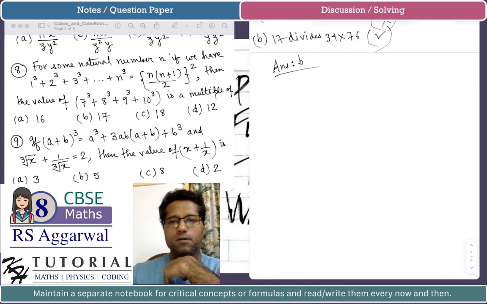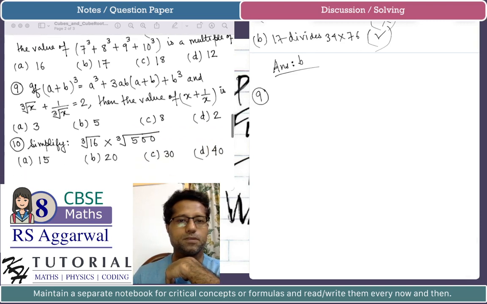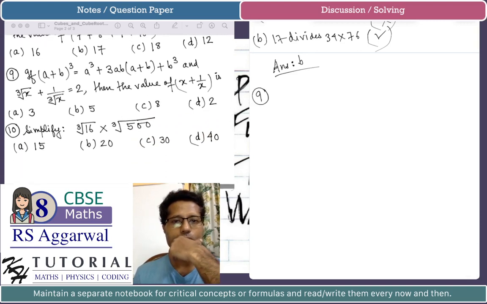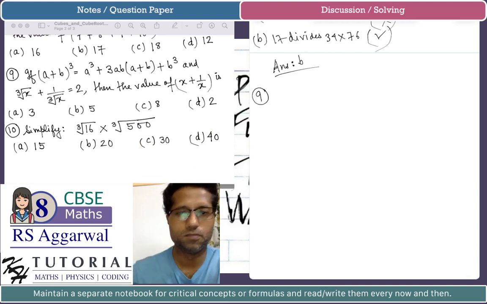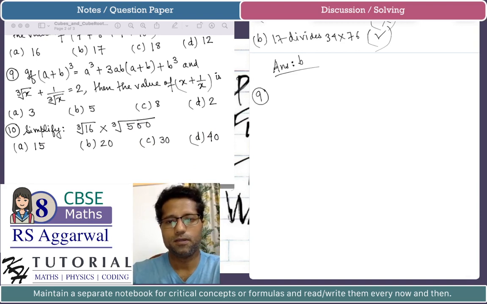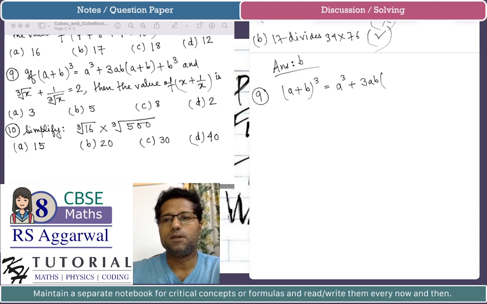Let's do problem number 9. So this formula you must already be knowing. This is a standard formula: a plus b whole cube is a cube plus 3ab multiplied by a plus b, plus b cube.